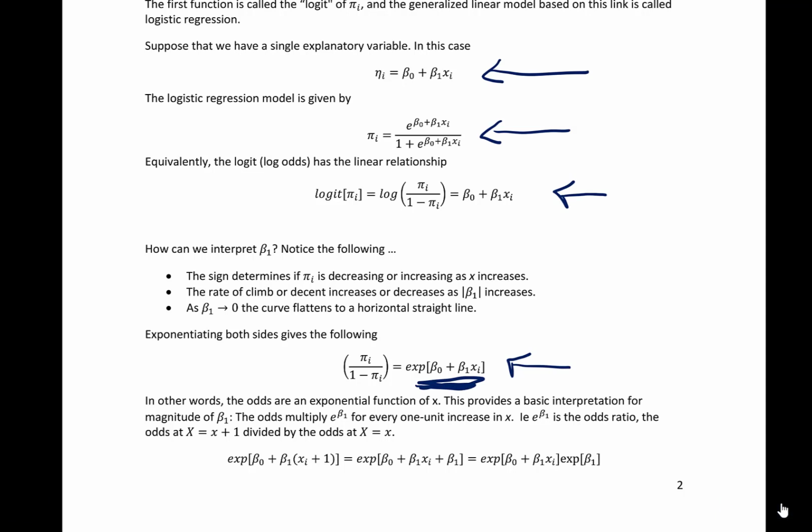Remember that when we looked at beta 1 for simple linear regression, we would typically interpret it as something along the lines of: as x increases by 1, this is what we expect on average to happen. We can do something very similar here. The odds multiply by e to the beta 1 for every 1 unit increase in x. In other words, e to the beta 1 is the odds ratio: the odds at x equals x plus 1 divided by the odds at x equals x.